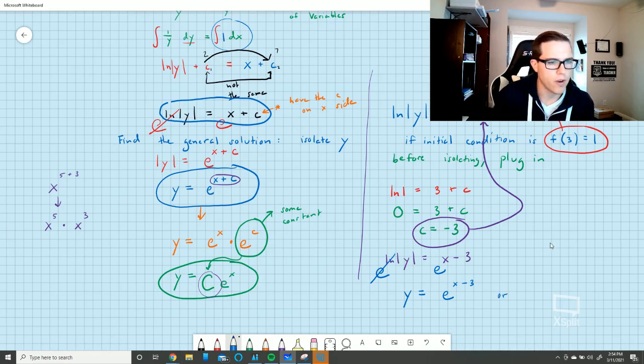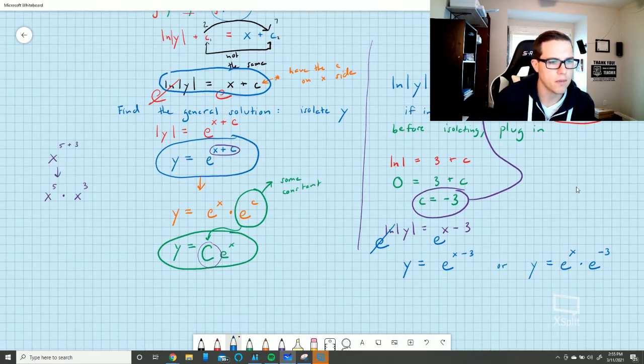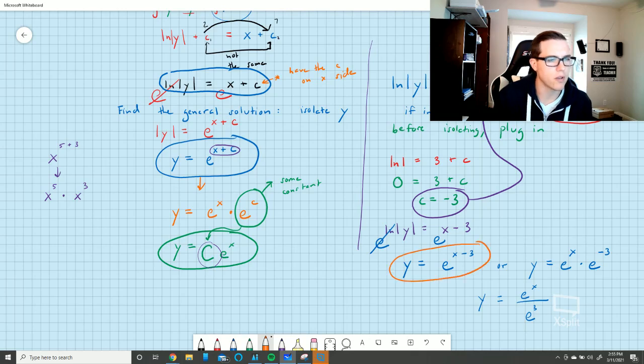Or in reality, you could have kept going and said, okay, this is e to the x times e to the -3. And negative exponents go to the bottom. So y equals e to the x over e cubed, I guess. But typically this answer, the reason why I like doing it this way, is because this answer is the one I would look for typically. So back to this one over here.